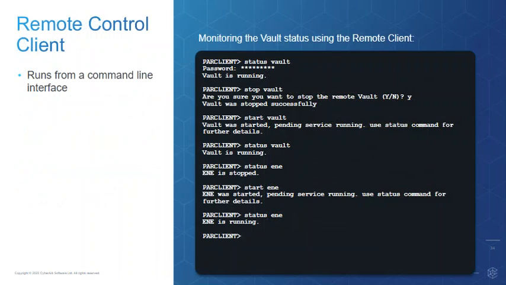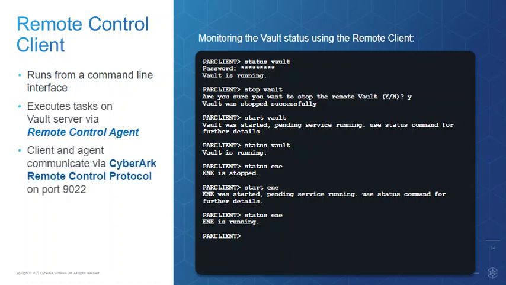The remote control client runs from a command line interface and enables administrators to carry out tasks on the Vault server where the remote control agent is installed. The client and the agent communicate through the CyberArk Remote Control Protocol on port 9022. The remote control client reduces the need to open an RDP port for the Vault.